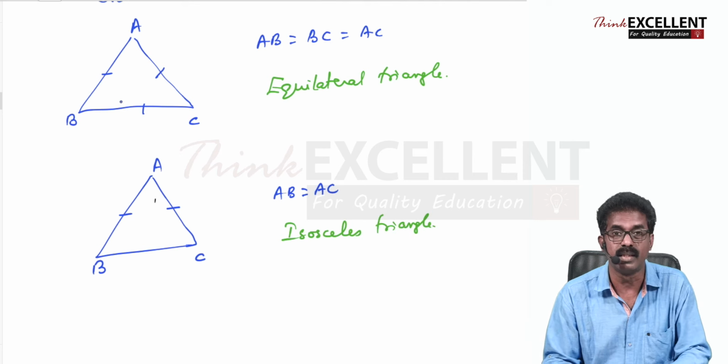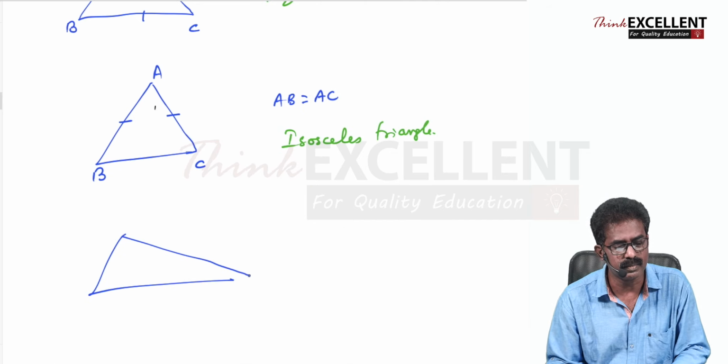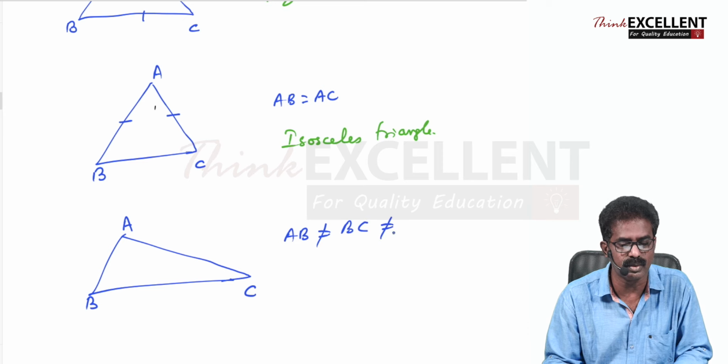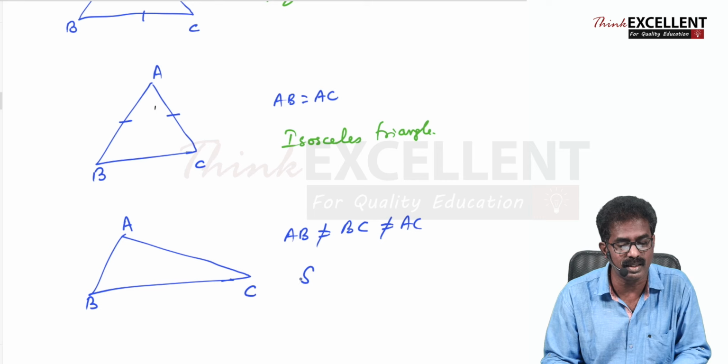And in some cases, all the three lengths are different. All the three sides are of different length. None of them is equal. So AB is not equal to BC, which is not equal to AC. All the three sides are of different measure. Then it is called scalene triangle.